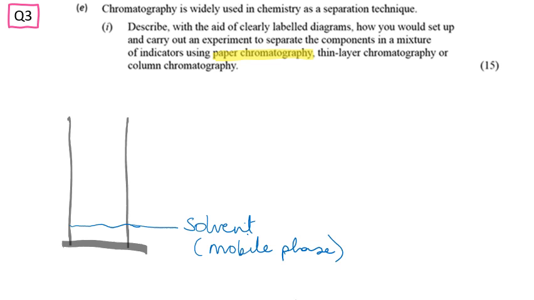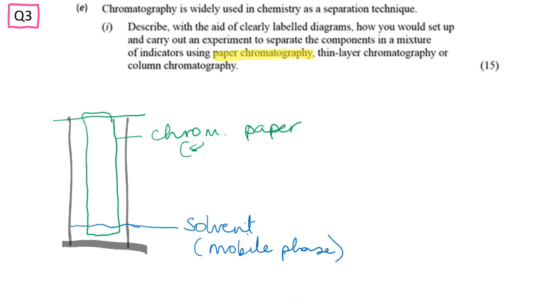Again, you probably wouldn't need to write that in, but we'll just give the detail to recap it all. Next, I want to put in my chromatography paper, and I want to show that this reaches the solvent. So the bottom of the chromatography paper has to be in the solvent, and that it's suspended there as well. So that's my chromatography paper, and that's my stationary phase, if I just want to add in a bit more detail there to recap it.